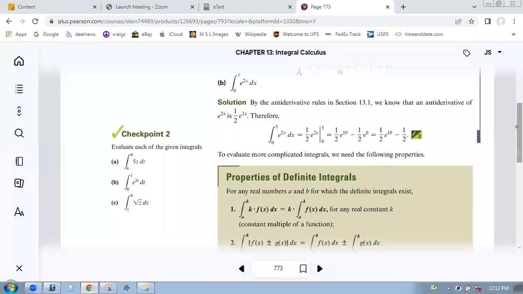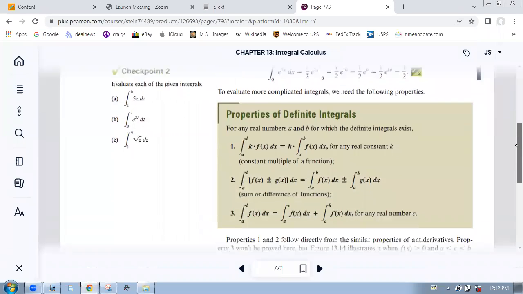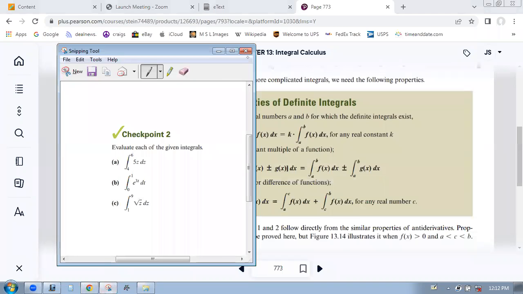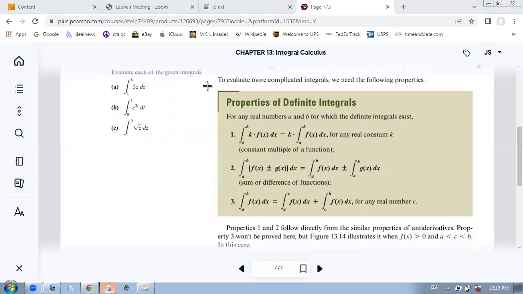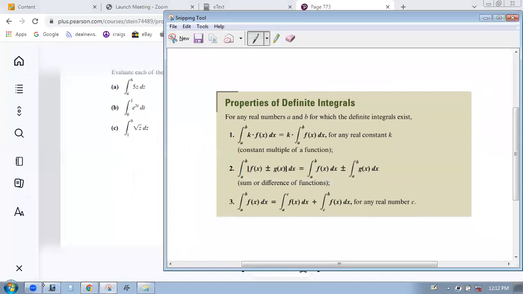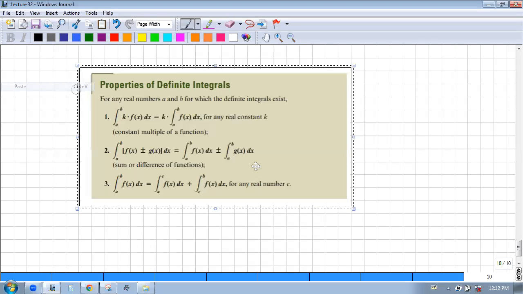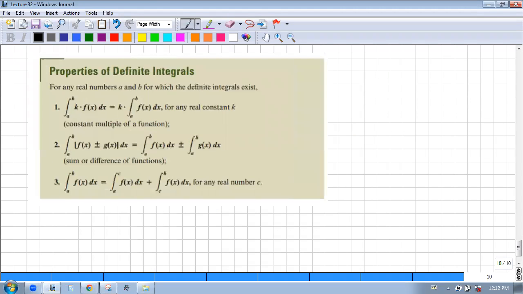Let's see here. We did those. So the properties of definite integrals are the exact same as the properties of indefinite integrals. Basically, you can do exactly what you think you should be able to do. Like if you have a constant in here, you can pull it out front. The sum or difference, right, can be written as the sum or difference of the integrals, right? This one here is obvious too.